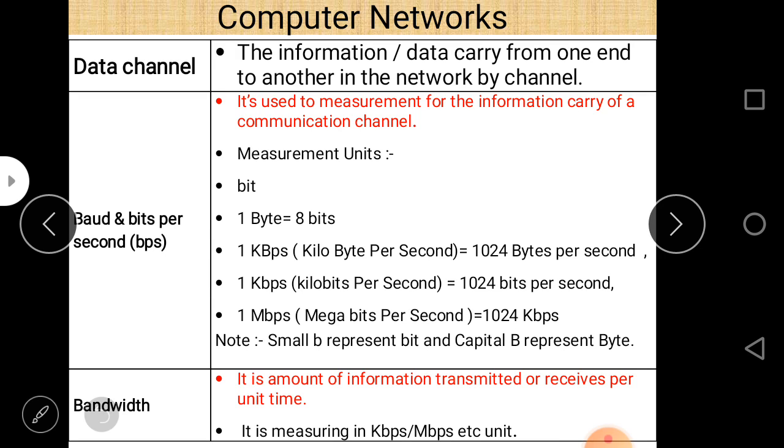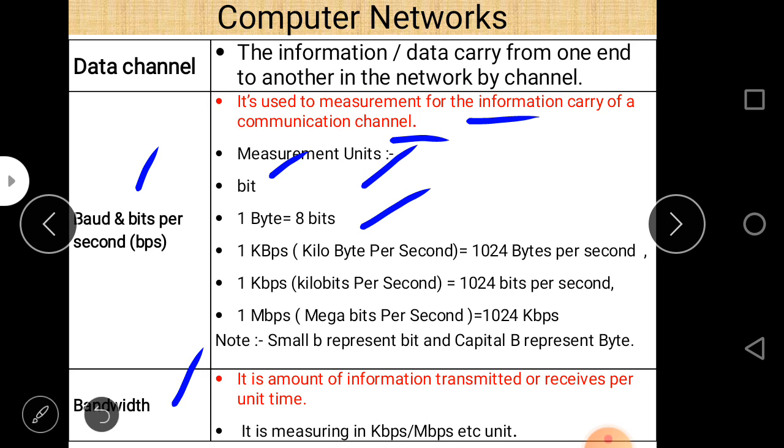Next our topic is data channel. There are two terms, baud and bit per second, and there is bandwidth. So what is bit per second? It is used for measuring the information carried by a communication channel, and the measurement unit is the bit.